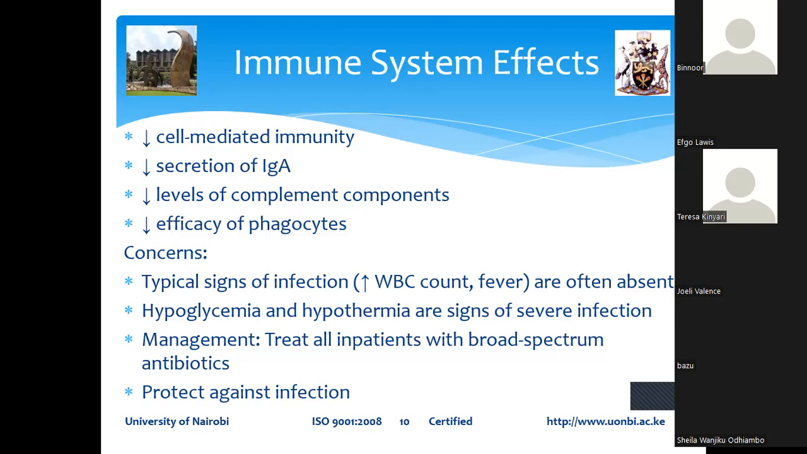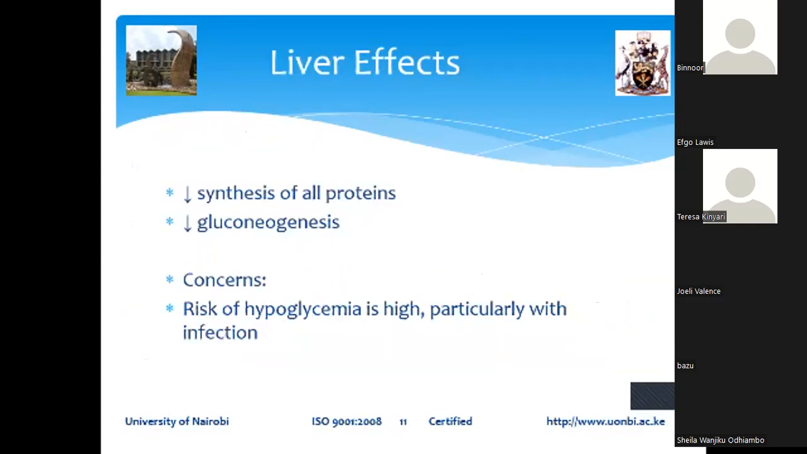So what happens in the liver? Because of lack of nutrients, you have a reduction in the synthesis of all the proteins, and also a reduction in gluconeogenesis. The main concern here is that the risk of hypoglycemia is high, particularly with infection. In the endocrine system, you find that we have a reduction in insulin levels, and this leads to glucose intolerance. We have a reduction in insulin-like growth factor, and also an increase in growth hormone and an increase in cortisol. And you remember we said growth hormone and cortisol are the glucose counterregulatory factors.